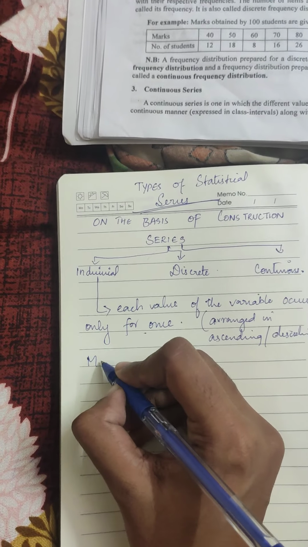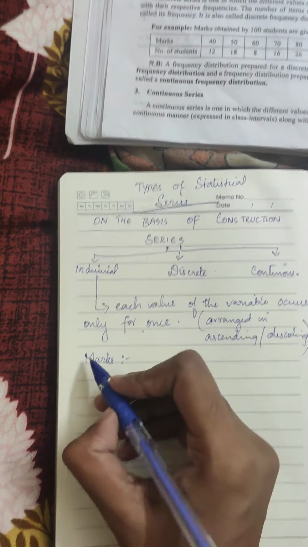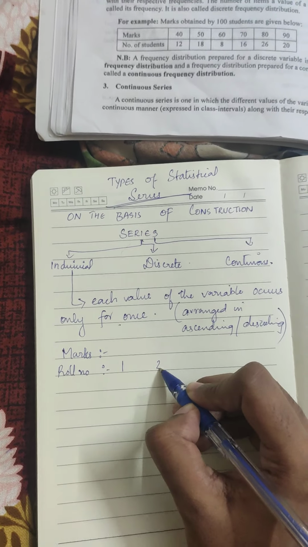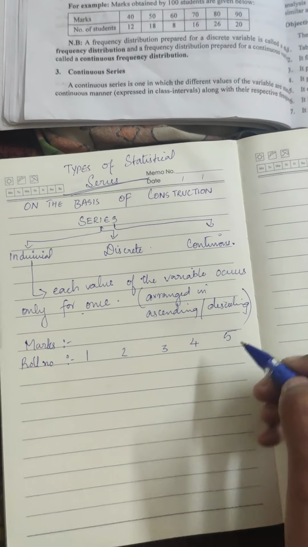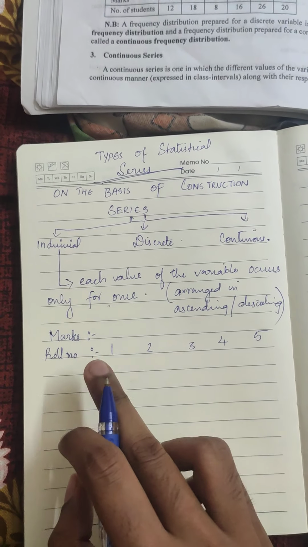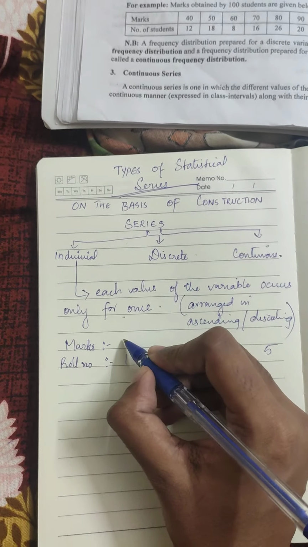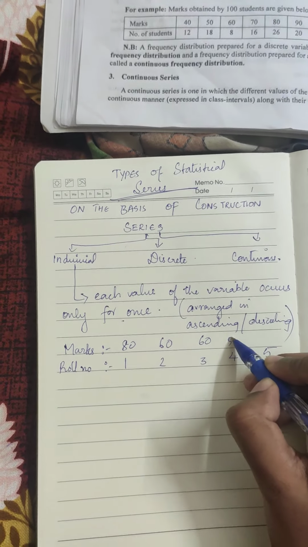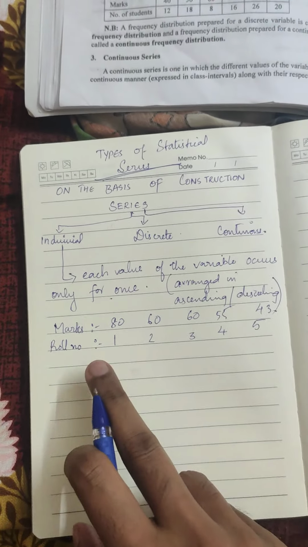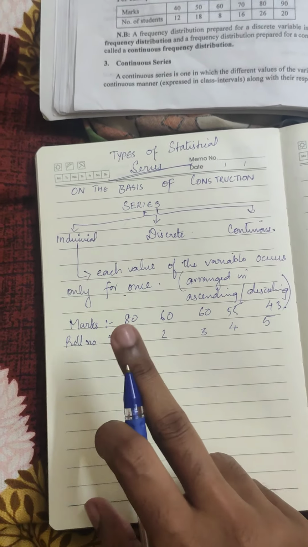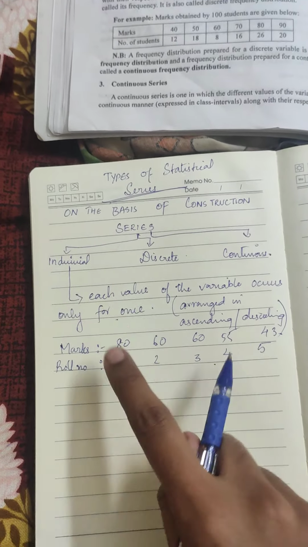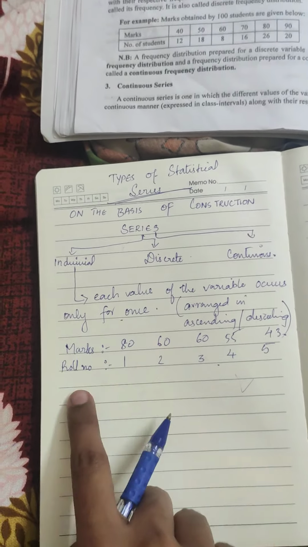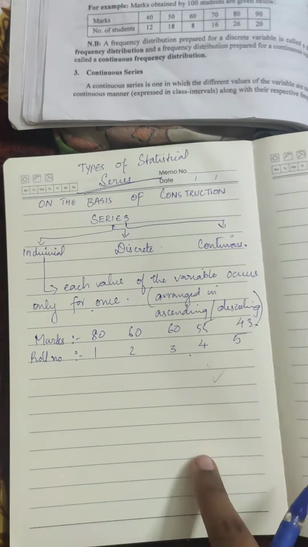For example, I'll write marks and then maybe roll numbers. So 1, 2, 3, 4, 5. As of now, I'll just write 5. The first person's mark, say for example, is 80. Another's is 60, another has 60, 55, 43. So I am collecting the data of one individual variable. One variable I collect once, the mark of one person collected once, and this type of series written in an arranged format is known as an individual series.